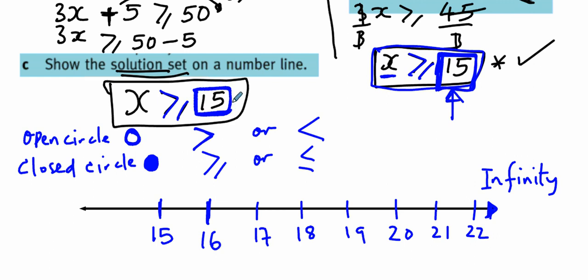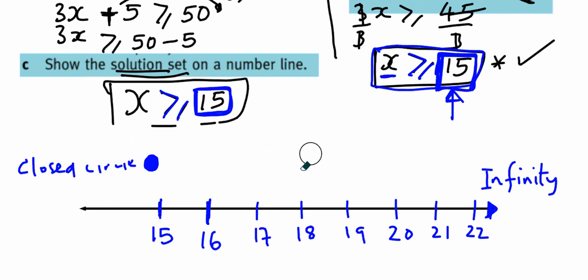The number given here in the solution set is 15. So at the number 15 is where we draw an open or a closed circle. Now, in this case, we are going to use a closed circle. Why a closed circle? Because the inequality over here is greater than or equal to. So on top of the number 15, we draw a closed circle, just above the number 15 itself on a number line.